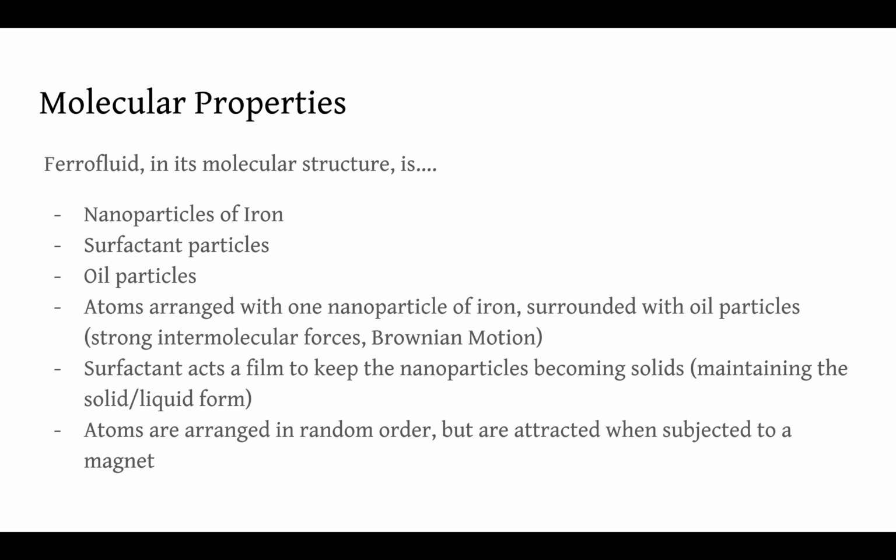And so the surfactant is made up of tons of chemicals, too many to name, but one of them is a phospholipid, and acts as a film to keep the nanoparticles from becoming solids. So it maintains that solid liquid form, which is more important later on. And the atoms are arranged in random order, but when subjected to a magnet, they change. And a lot of the time, ferrofluid is very normal until a magnet is subjected to it, and then we have the spikes come up.